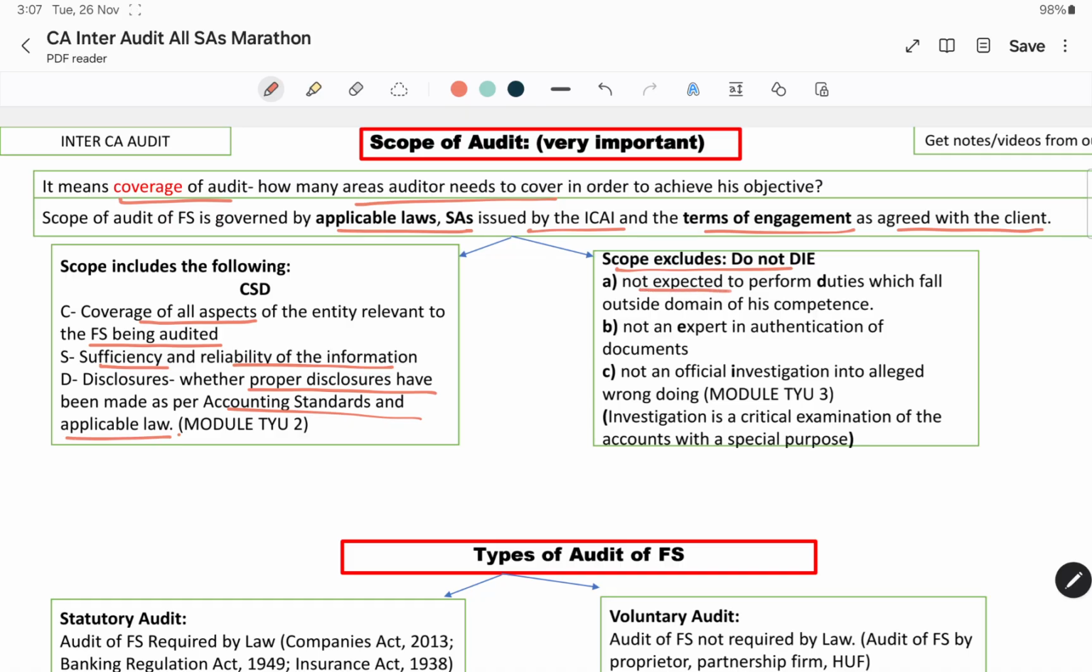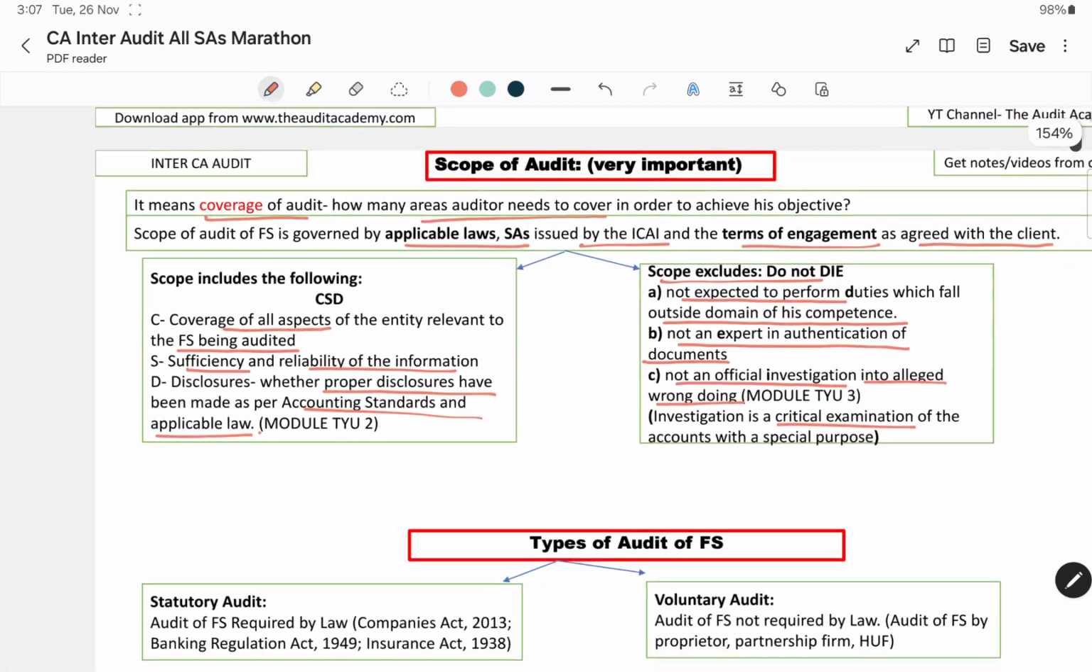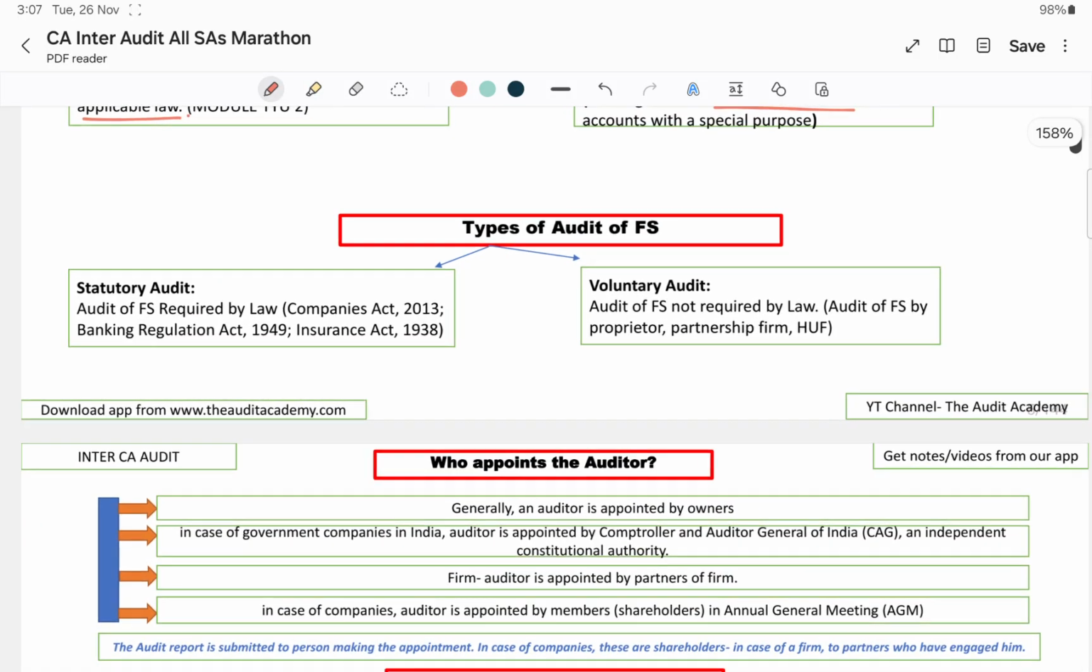Auditor is not expected to perform the duties which fall outside the domain of his competence. Auditor is not an expert in authentication of document, and audit is not an official investigation into alleged wrongdoing. Investigation is a critical examination of the accounts with a special purpose. So audit is not an investigation.